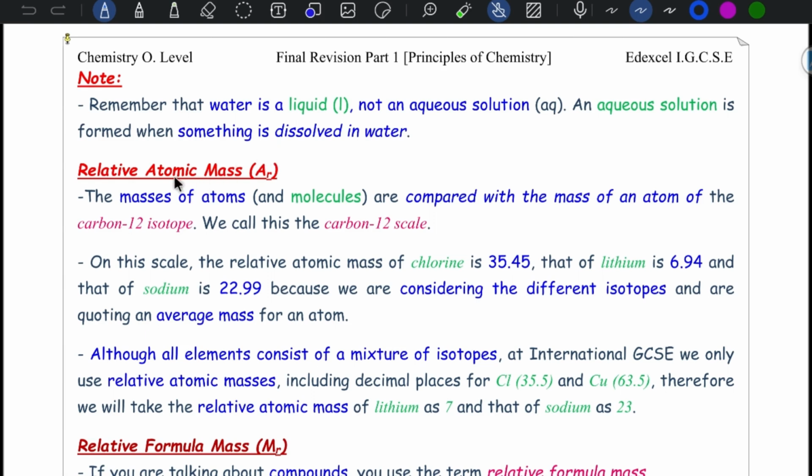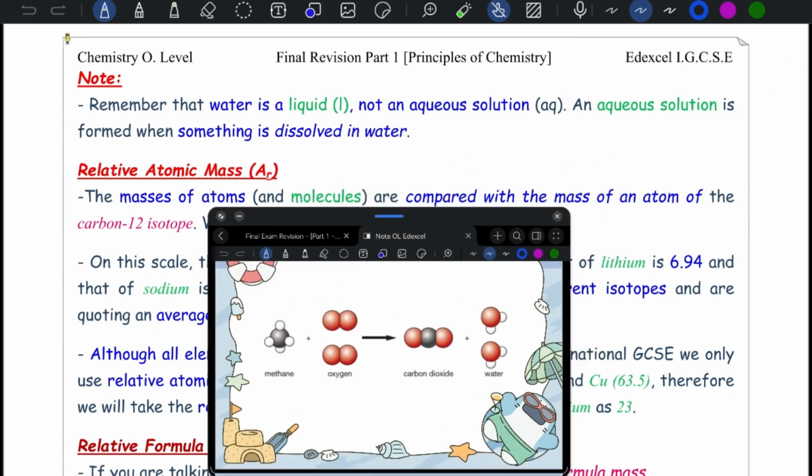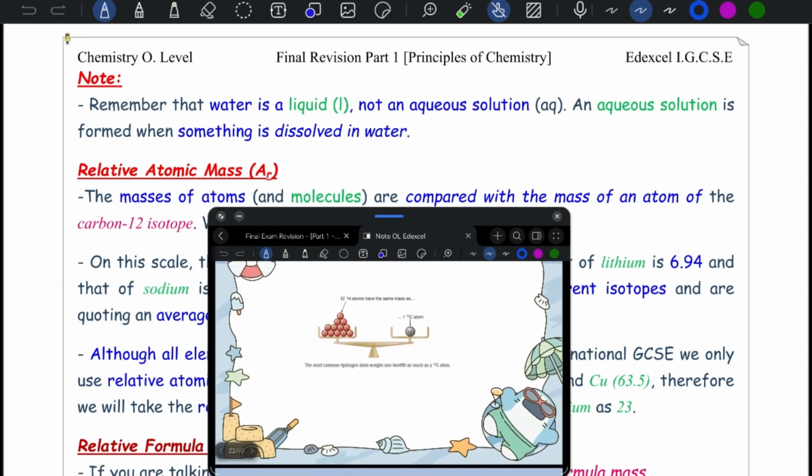Let's talk about relative atomic mass. He may ask you to define relative atomic mass. The masses of atoms and molecules are compared with the mass of an atom of the carbon-12 isotope. We call it the carbon-12 scale. It's like this image. Check this. We compare any atoms with carbon-12. Carbon-12 is considered as our reference.